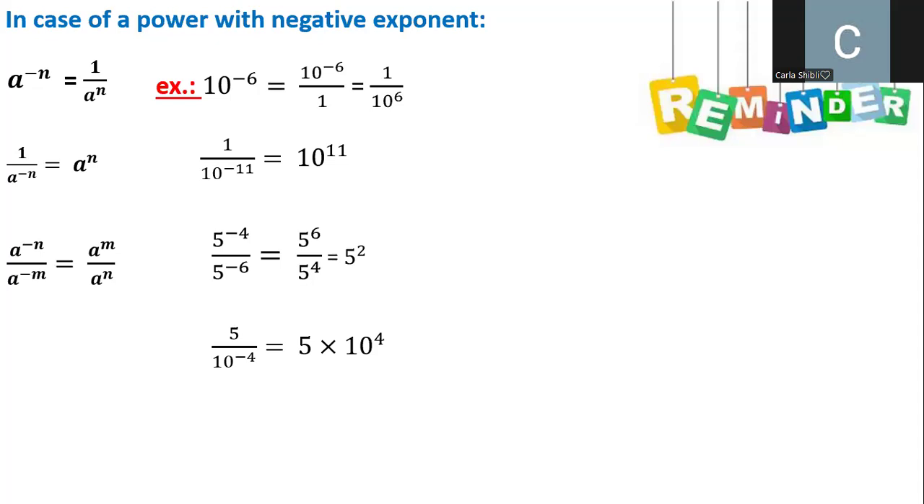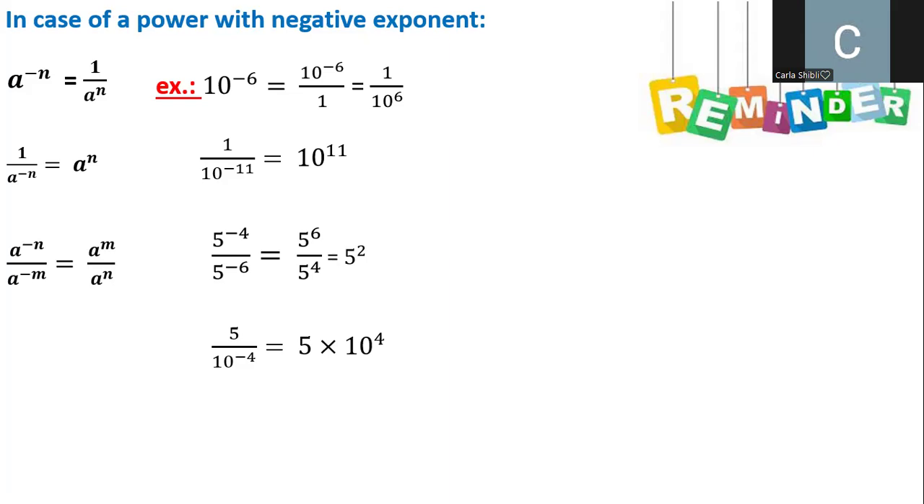Let me remind you of the rule we talked about last week in case of a power with a negative exponent. So I have 3 rules. If I have a to the power minus n, the first thing I can see is this power has a negative exponent, which is minus n. Whenever I have a power with a negative exponent, it should be changed to a positive exponent. To change it to a positive exponent, first it should be written as a fraction.